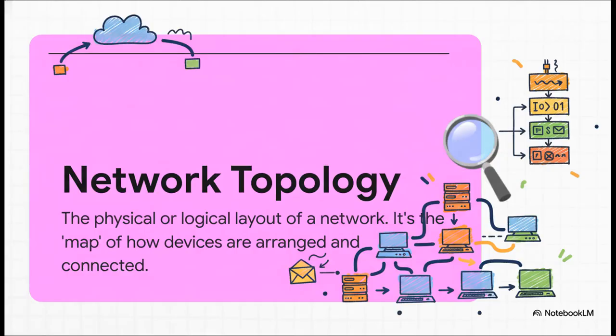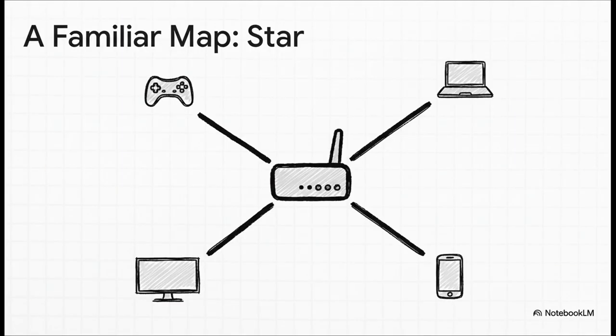Now, how all those devices are actually arranged isn't just random. It's not a big jumble of wires and signals. It follows a very specific layout, a kind of map. And that map is called a network topology. It defines exactly how information is supposed to flow between every single point. And chances are you have this exact map in your home right now. It's called a star topology, and it's super popular because it's simple and really reliable.